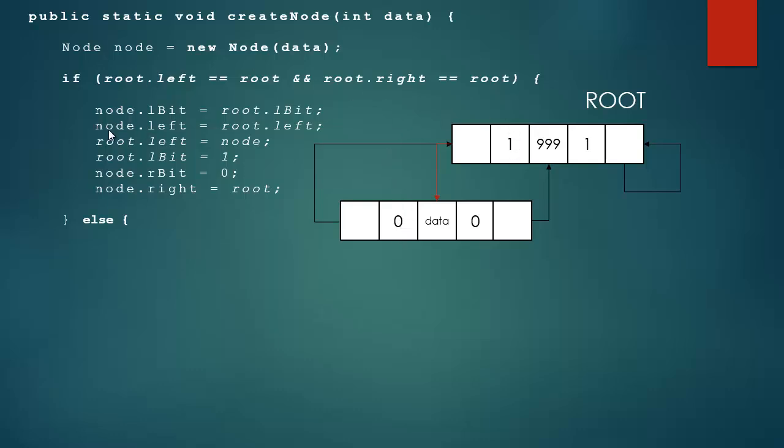Then I came over here, node.left equal to root.left. So what is node.left? This is node.left and it points to root.left. Okay, that's true. Root.left is equal to node. See? And root.lbit should be equal to 1. Okay, done. Node.rbit should be equal to 0. Okay, done. And node.right should point to the root.